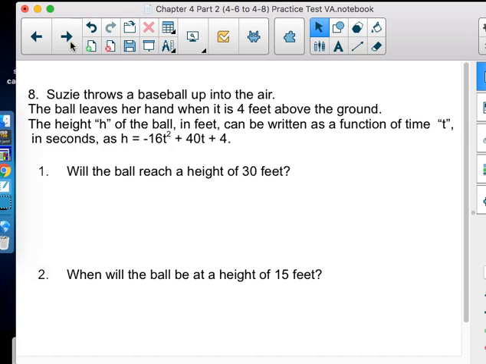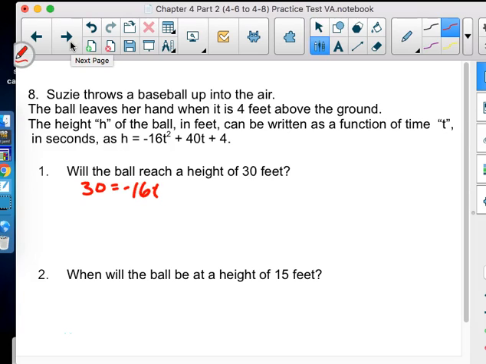Susie throws a baseball up into the air. The ball leaves her hand when it is 4 feet above the ground. The height h of the ball in feet can be written as a function of time t in seconds as h equals negative 16t squared plus 40t plus 4. Will the ball reach a height of 30 feet? I would ask myself, so where do I put the 30? H.